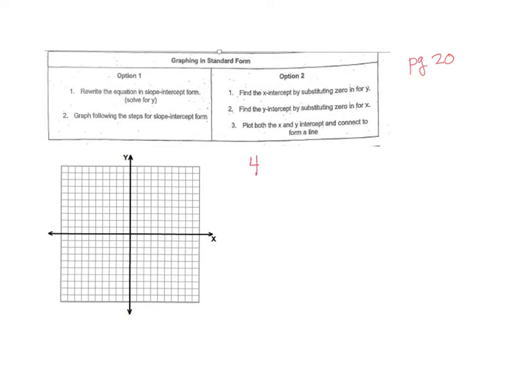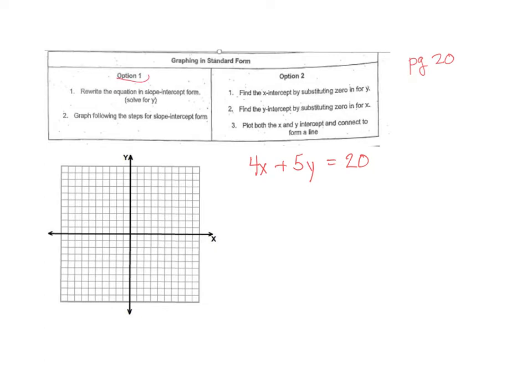So on page 20, we are given an equation in example 3 to graph, and the equation that's given to us is 4x plus 5y is equal to 20. And we're presented with two options on how to graph. Both are perfectly fine options. We just need to look at what this particular problem lends itself to best. It might perhaps be fine to do it either way. It really just depends on the numbers that are present in the problem.